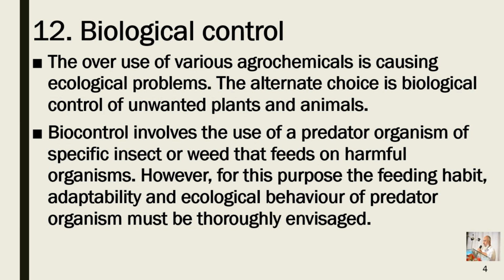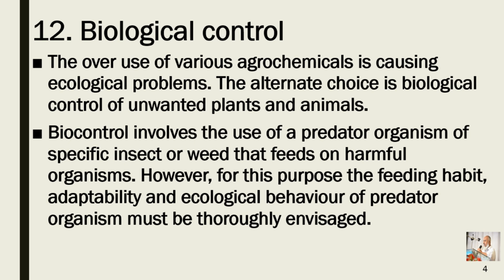Biological control. This is another aspect where, instead of using agrochemicals, we can use biological methods to control certain unwanted plants or animals. The overuse of various agrochemicals is definitely causing ecological problems, such as toxicity. The alternative choice is biological control of unwanted plants and animals.